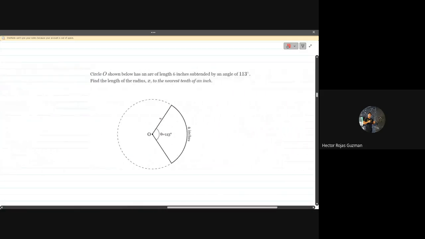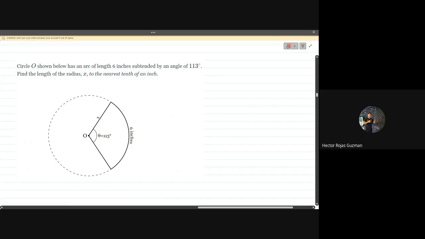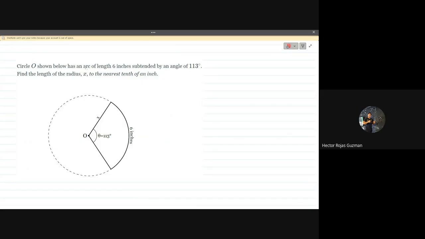Number two. So once again, we have circle O. And this tells me that there's an arc length of 6. So I'm just going to make a note of it right here. S equals 6. We have an angle of 113 degrees. Find the length of the radius. So R is the mystery number that we're looking for. To the nearest tenth of an inch.